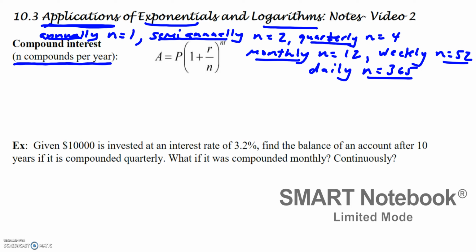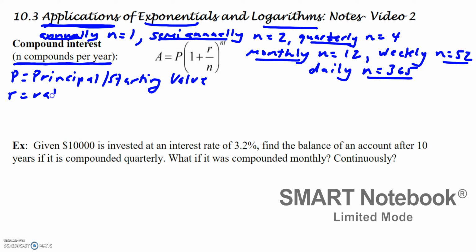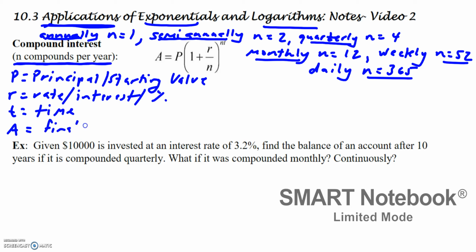So other than that, P represents your principal or your starting value. The R represents the rate or the interest, which is usually defined as a percent. T represents the amount of time that has passed, and A represents your final value.